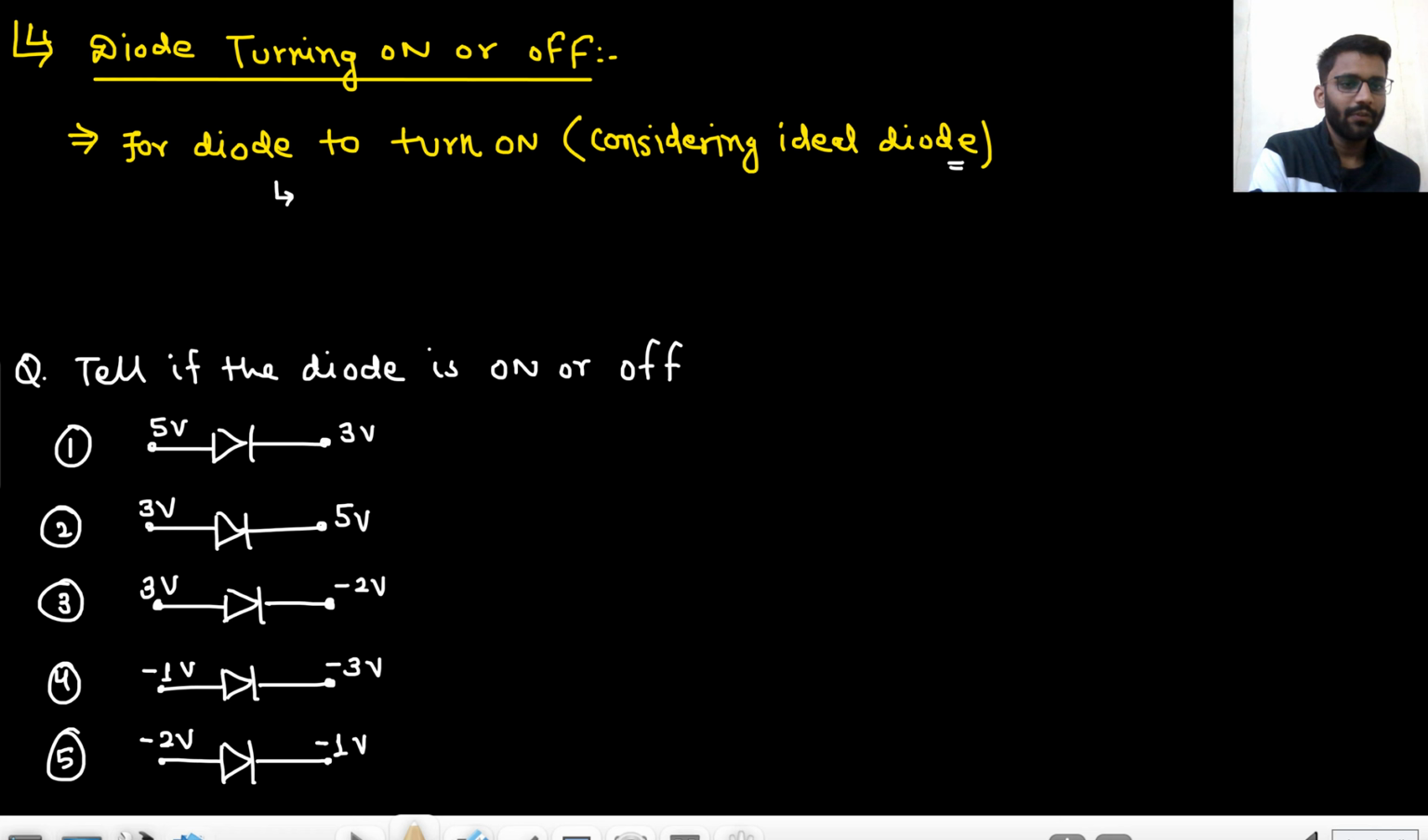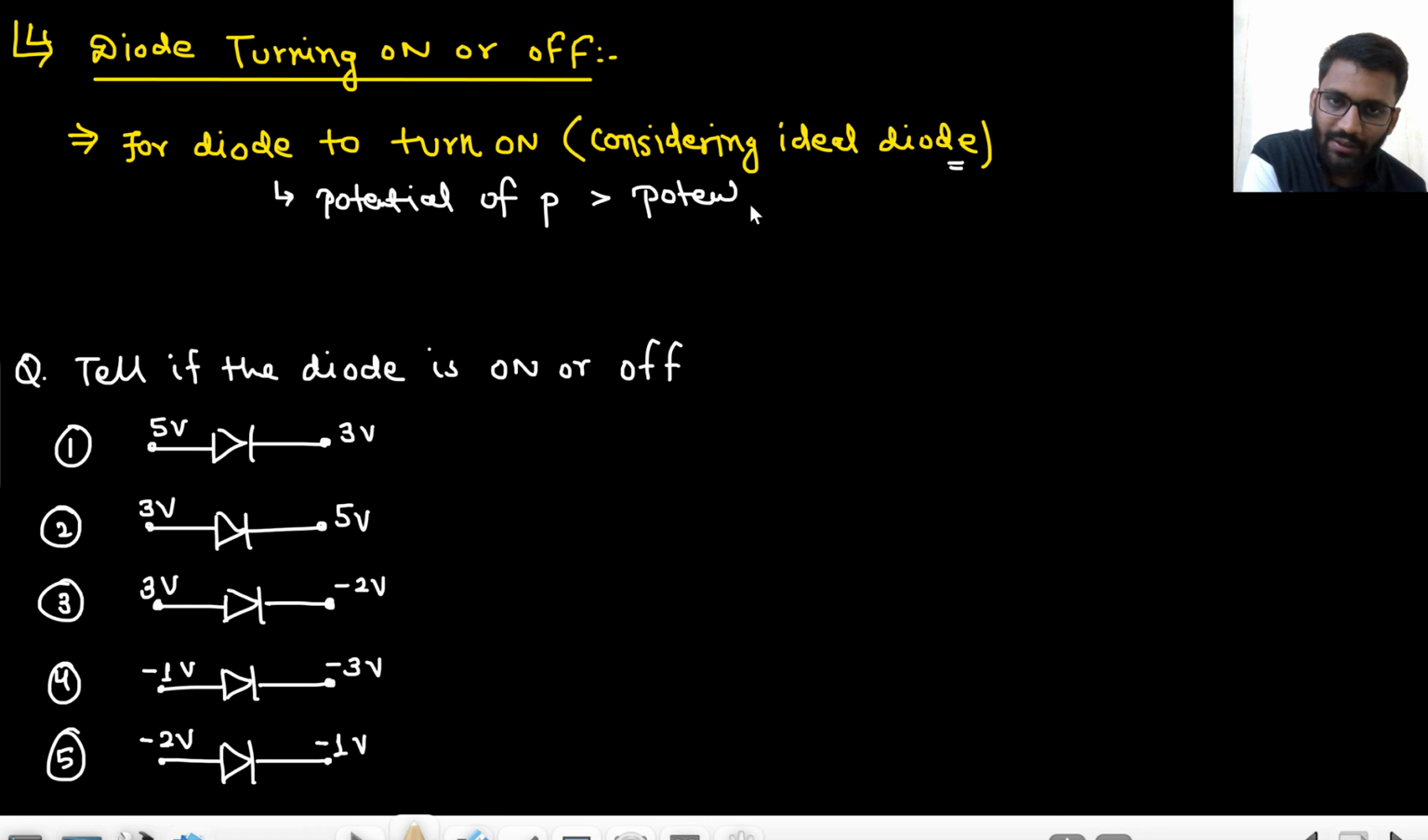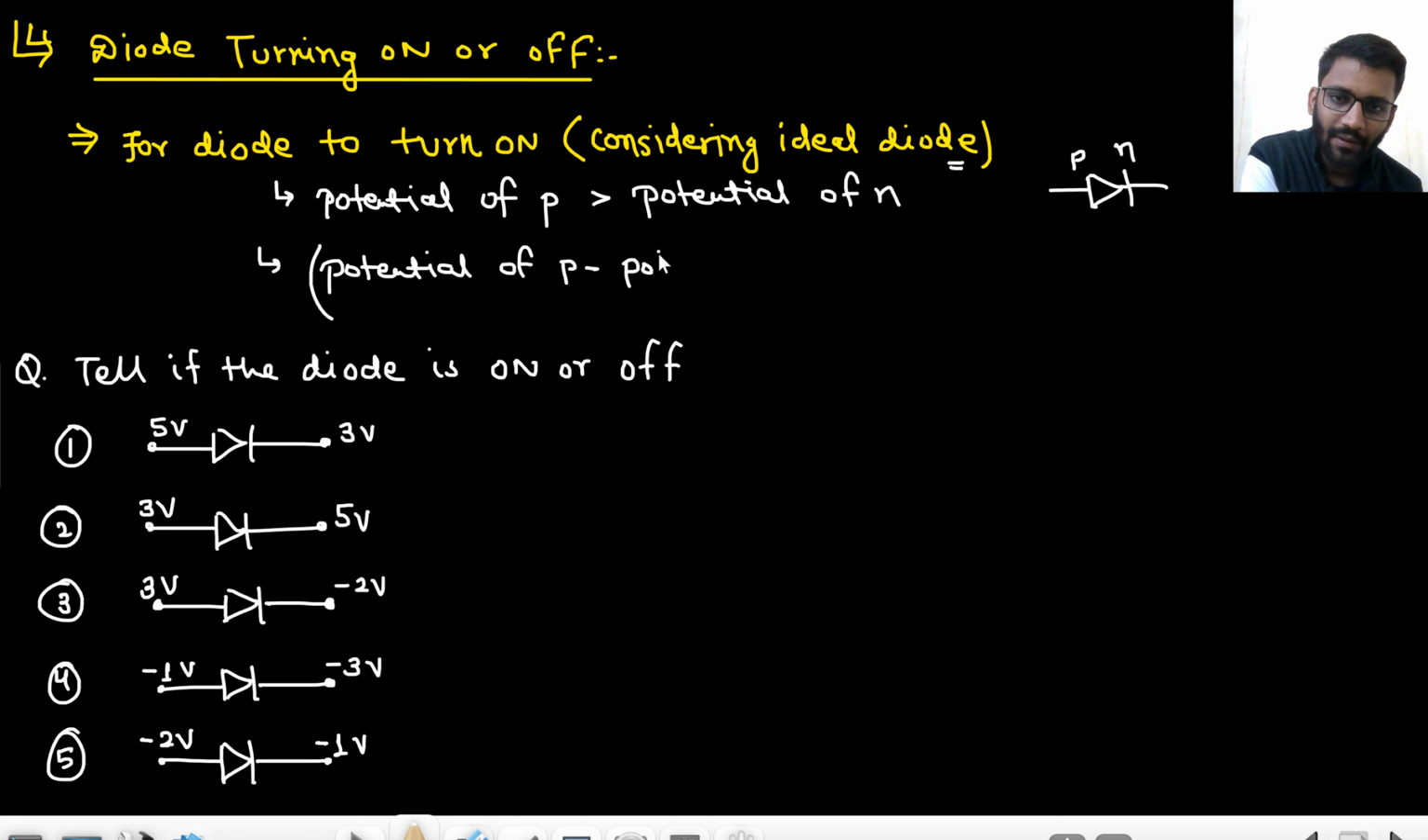So for the diode to turn on, the potential of P should be greater than the potential of N. Or you can say, the potential of P, where by P I mean the P terminal, like this is the diode, this is P, this is N. Potential of P minus potential of N should be greater than zero, right? Just put it here. Now tell me if this diode is on or off.